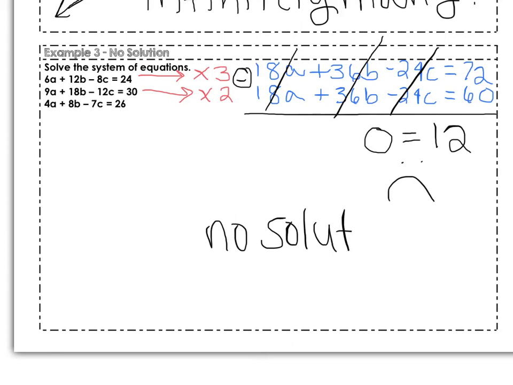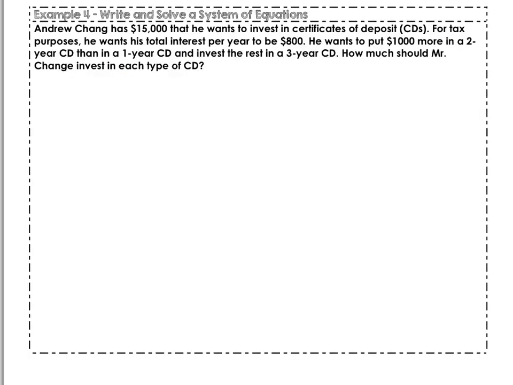Those are some of Miss Rudolph's favorite problems. All right, we're on our last example for this learning target, and it deals with a real-world problem.